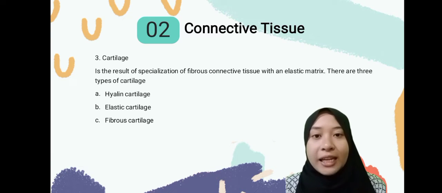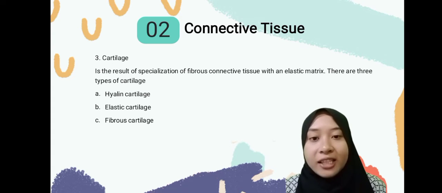The last one is cartilage. Cartilage is a specialized form of fibrous connective tissue with an elastic matrix. There are three types of cartilage. The first is hyaline cartilage, the second is elastic cartilage, and the third is fibrous cartilage.